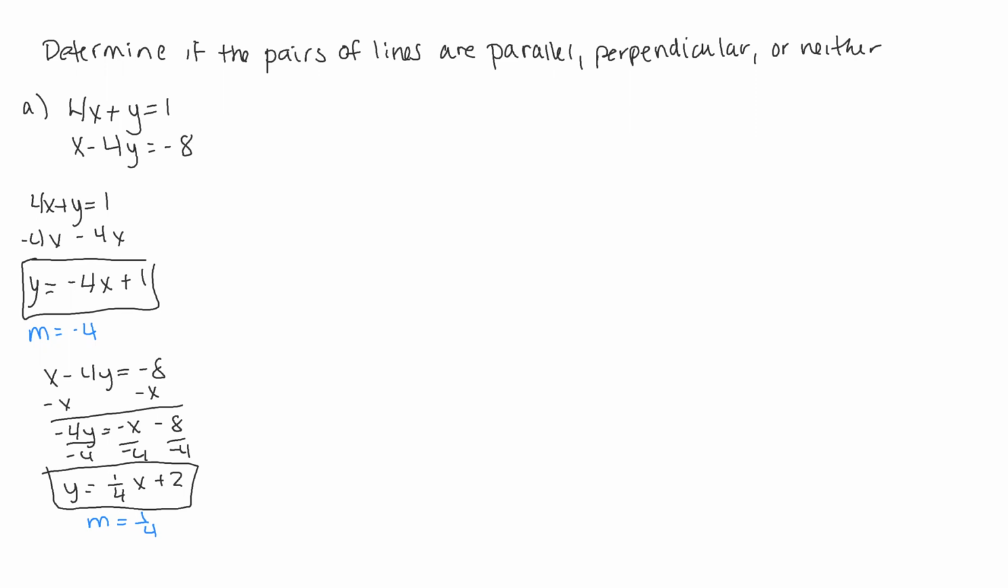Well, the slopes are not the same, so we can automatically say these are not parallel. But are they opposite reciprocals? Well, one slope is negative, one slope is positive, so that's good. And if I look at my slope of negative 4, that's really like negative 4 over 1. And if I find the reciprocal of that, I would get 1/4. So these two lines, the slopes are opposite reciprocals. So I would say these two lines are parallel. Not parallel, Lord have mercy, perpendicular.